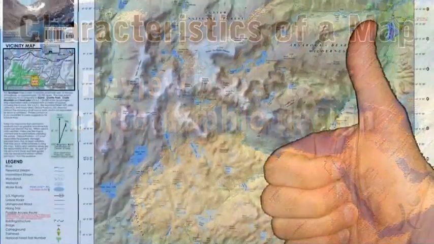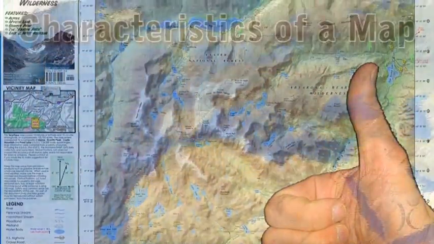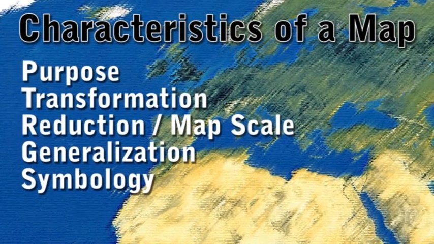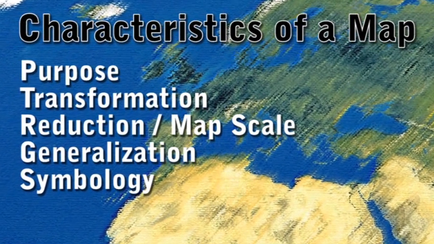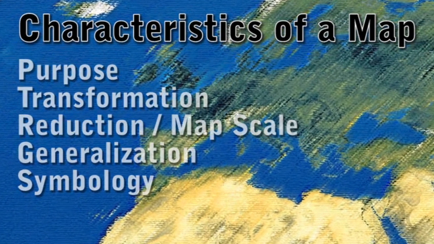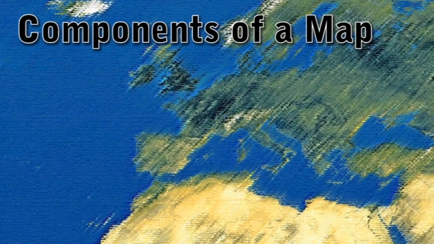First, we'll look at the basic characteristics of any map, such as the purpose, transformation, reduction or map scale, generalization, and symbology. Then we'll take a look at some of the components which make up a typical map, to include legends, north arrows, titles, annotation, and color.